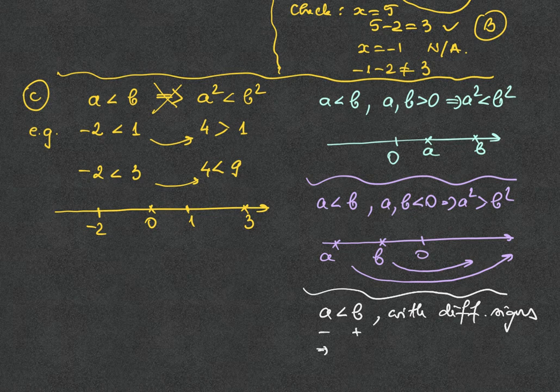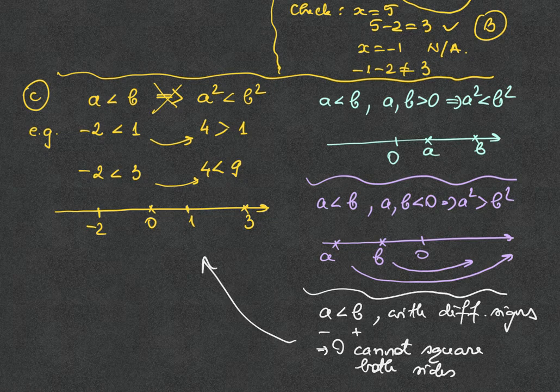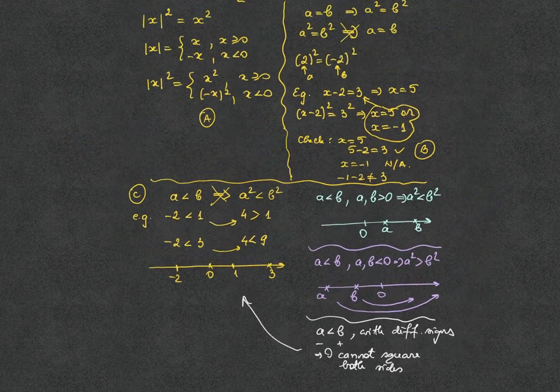Then I cannot square both sides, because I can end up with any of these two cases there. So I don't know what I am ending up with.